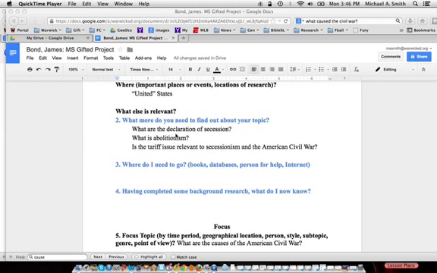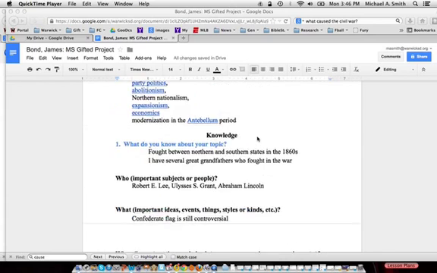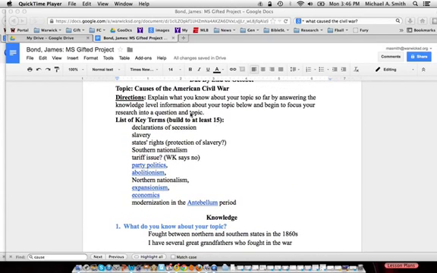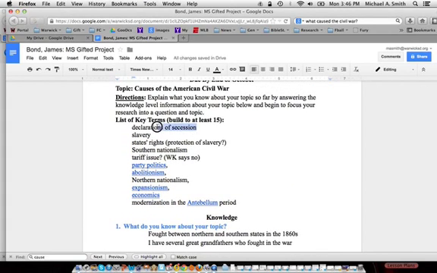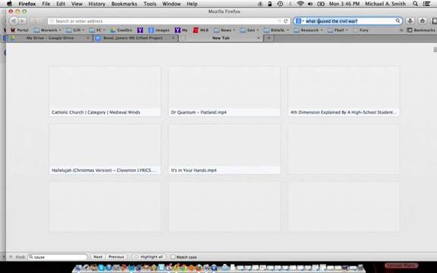This is really, what are these key terms and how do they relate? The first being, what are the declarations of secession? What is abolitionism? Is the tariff issue relevant to secession and the American Civil War? We're going to look at the first 2 in this little exercise. So let's take this term, declarations of secession, and do a Google search as to what they are.